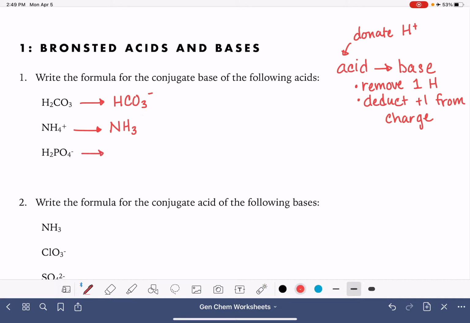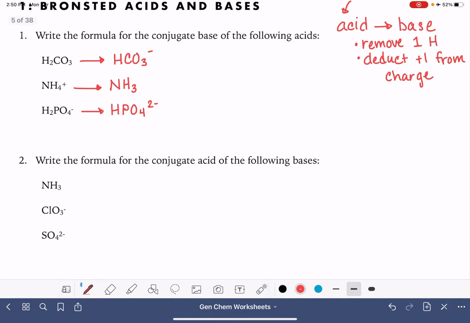And then last but not least, we have H2PO4 with a minus charge. We want to remove one of the hydrogens, so that's going to be HPO4. We already have a -1 charge, and we want to deduct another from that, so that's going to take us down to a -2 charge.